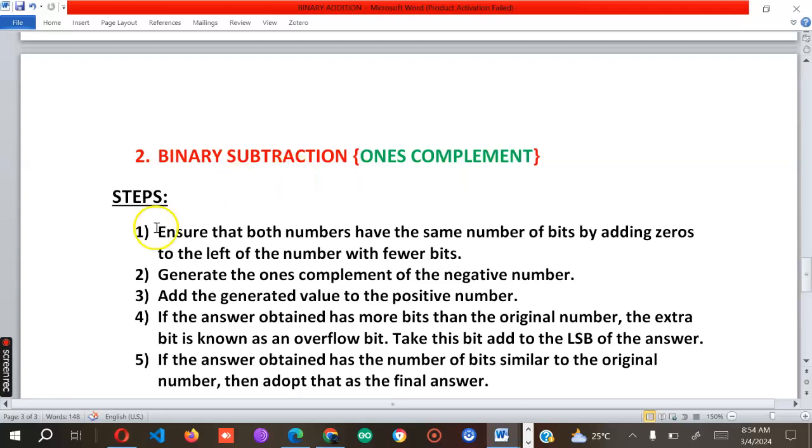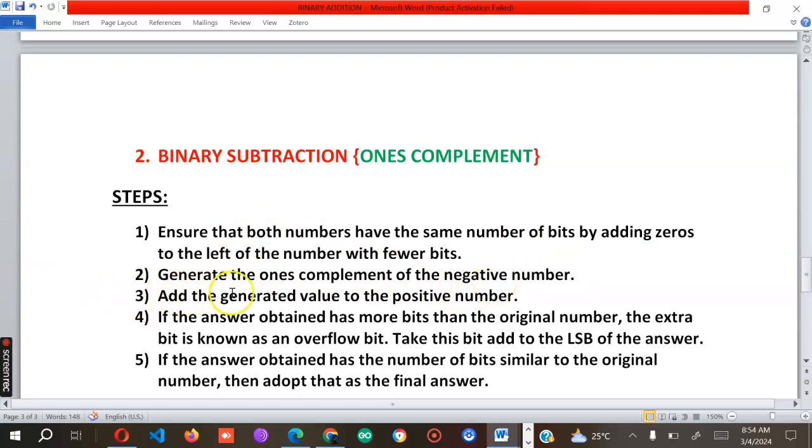So these are the steps. Step number one, you need to ensure that both numbers have the same number of bits by adding zeros to the left of the number with fewer bits. I hope that's clear. Then step number two, you generate a one's complement of the negative number.